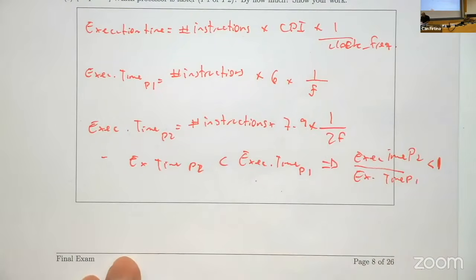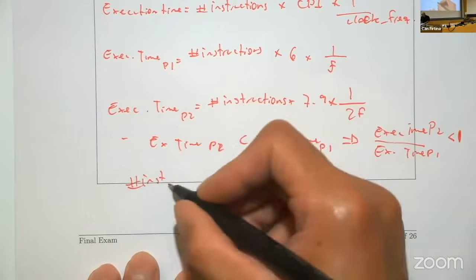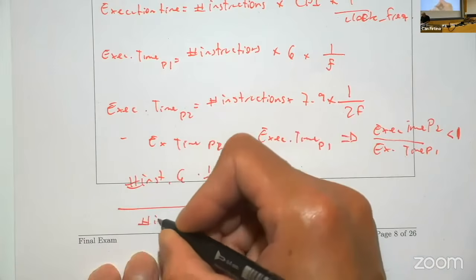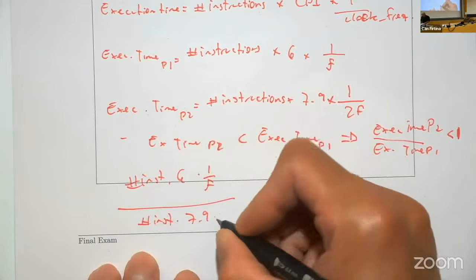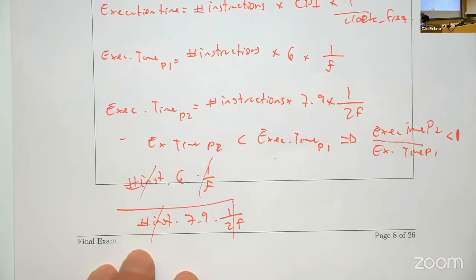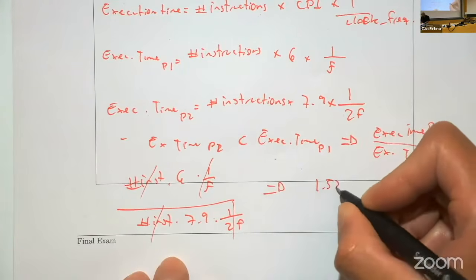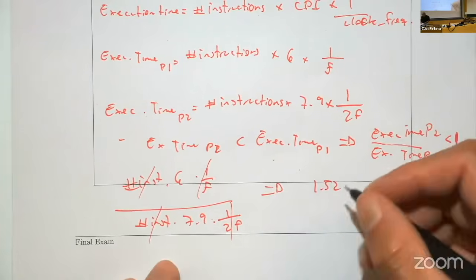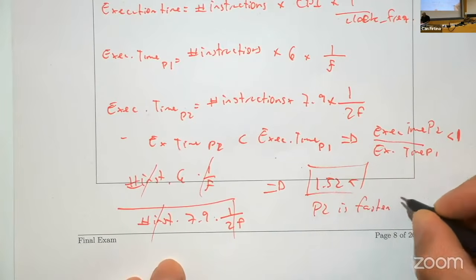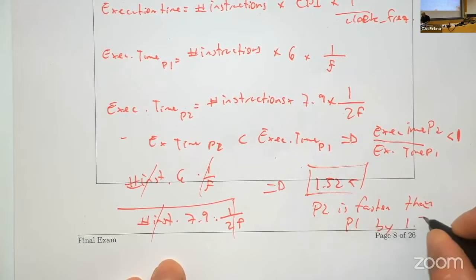So you can put the values here. It's going to be number of instructions times 6 times 1 over F, divided by number of instructions times 7.9 times 1 over 2F. And you can simplify the equation. And then I'm going to, again, check the solution because I don't want to do the math. And this is going to give 1.52. So this means that P2 is faster than P1 by 1.52 times.